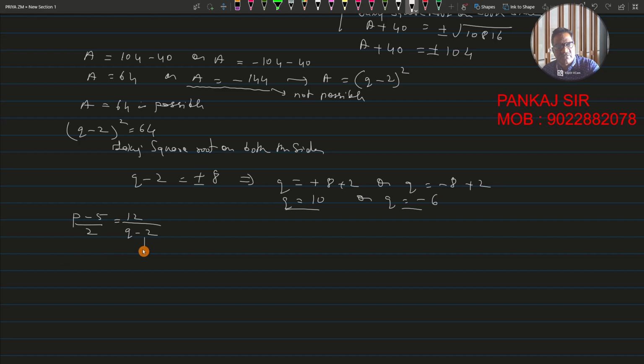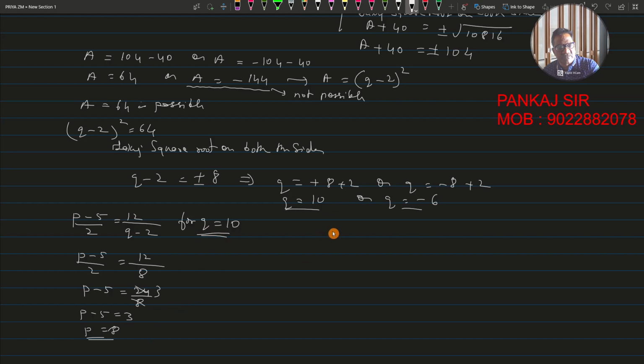So for q equal to 10, what will be my p value? Let us check that. So p minus 5 upon 2 is equal to 12 upon q, which I will take as 10. So 10 minus 2 is 8. This will make it p minus 5 equal to 24 upon 8. P minus 5 will be equal to 3. So p will be equal to 3 plus 5, which is 8. So when q is equal to 10, p is equal to 8.